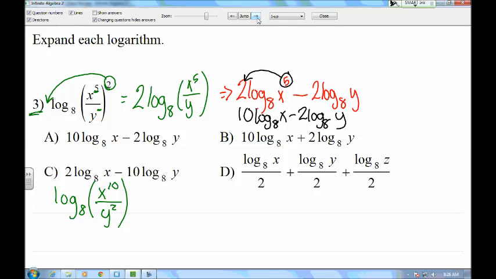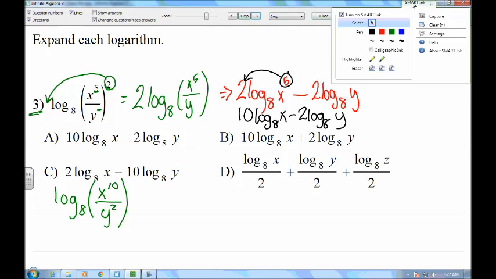Does that match any of the answers? Yeah. Which one? Okay, why is it not B? Why is B not the right answer? What's wrong with B? Oh, it's addition, so it's very close. But you have to know that's supposed to be subtraction. Any questions on number 3?